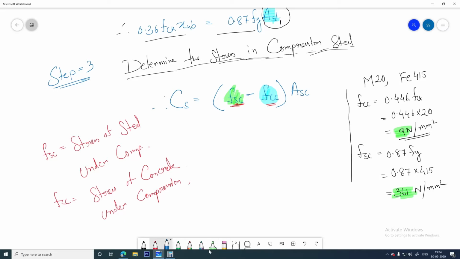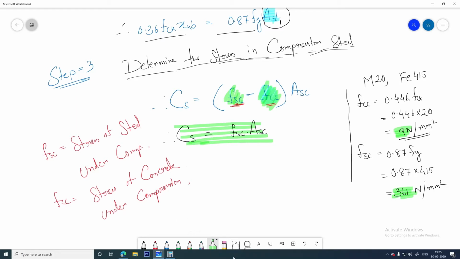So that is why the code itself says that you determine the CS value considering only FSC into ASC. Okay, so we will eliminate this FCC portion at the time of calculation. We will only use this portion at the time of determination of this CS. That means the force due to the steel under compression.